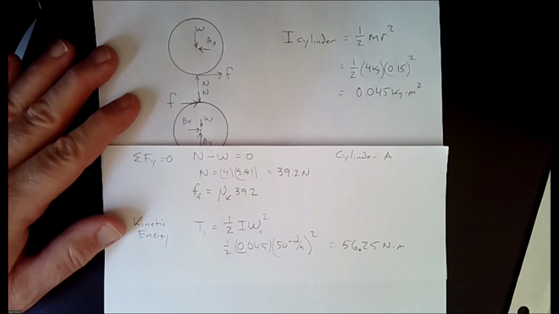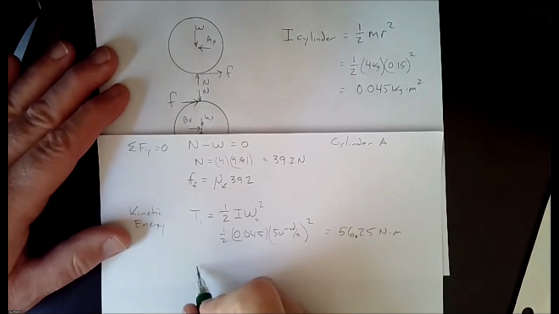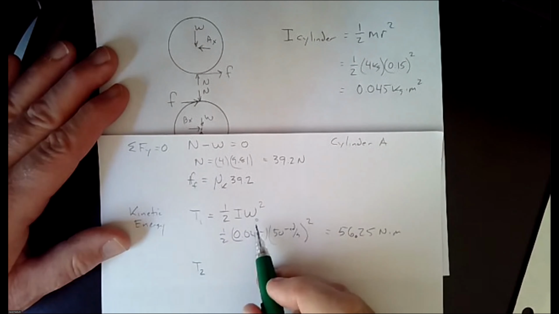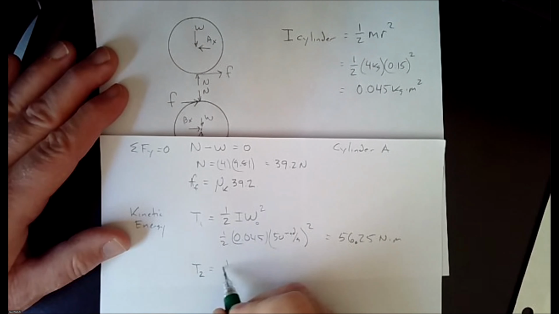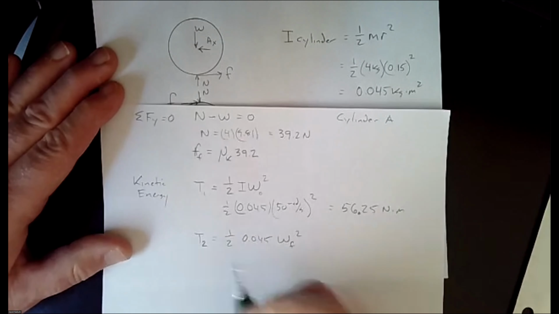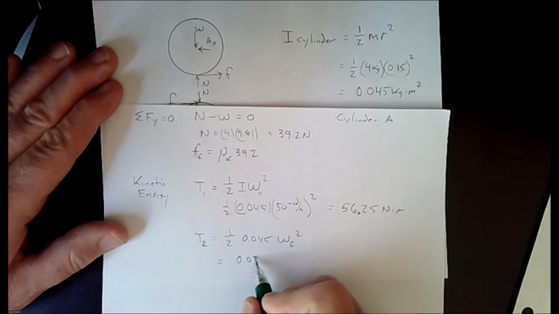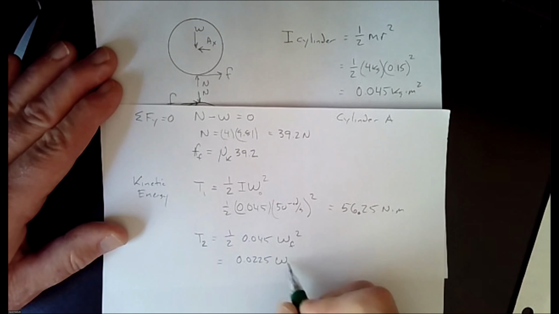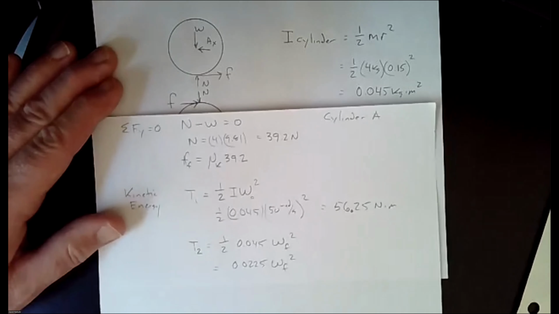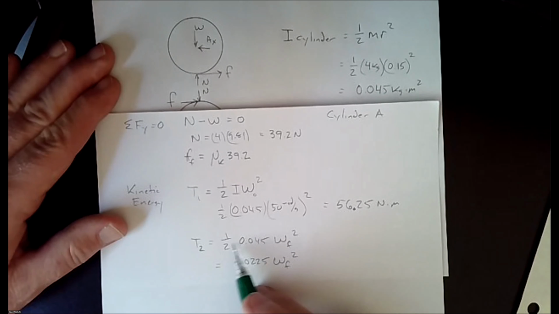Then I want to look at what is T2. So T2 is going to be essentially the same thing, except I don't know what omega final is. So it's going to just equal 1/2 0.045 times omega final squared. Or I can write that as 0.0225 omega final squared. And I'm just writing that out, what it would look like based on just carrying through the 1/2.